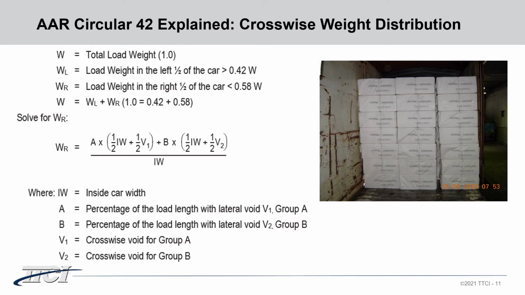This may look and sound complicated, but we've included an example in the rule to explain the concept. Basically, we need to solve for W sub R and W sub L as ratios of the total load weight, which we've defined on the top line as 1.0. So we don't even need to know the weight of the load, just the loading pattern and the amount of crosswise void in each stack.